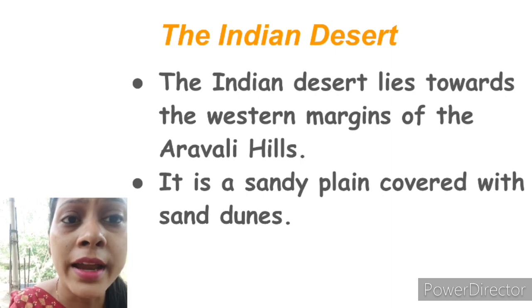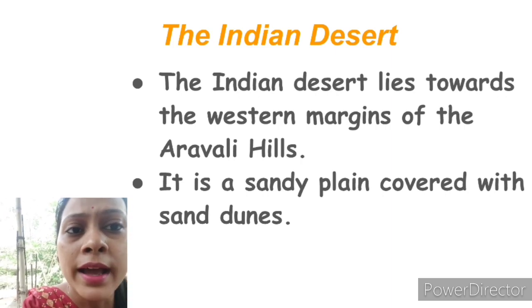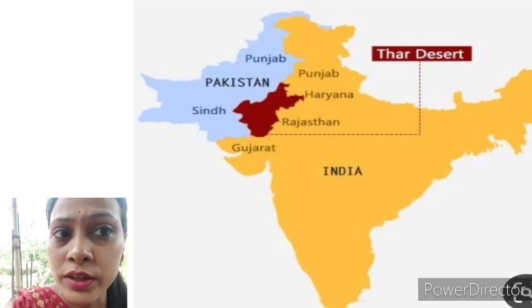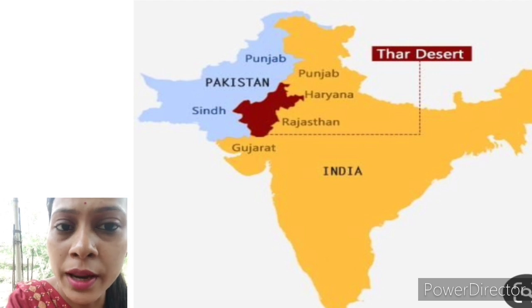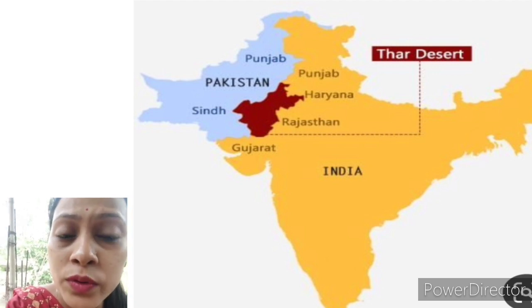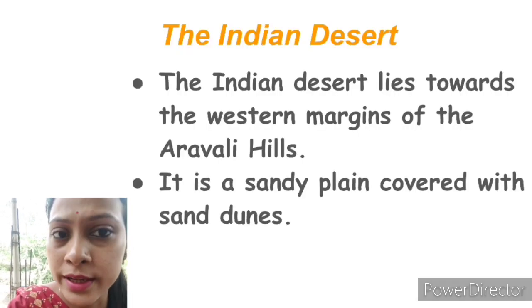The Indian desert lies towards the western margins of the Aravalli hills. So it lies towards the western margin. Here towards the east where Rajasthan is written, that part we have the Aravalli hills. So towards the west of the Aravalli hills lies the Thar desert.